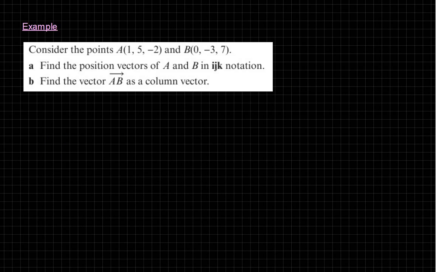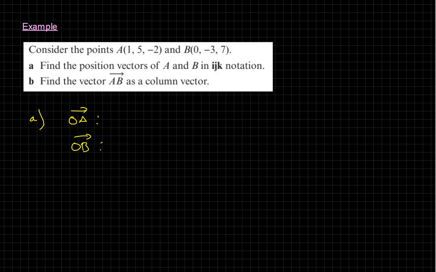So let's look at an example. We've been given 2 points in coordinate form, and we're going to find the position vectors in ijk notation. Okay, so that's really obvious for part A. Remember, the position vector is the vector as taken from the origin to the point A. So we're effectively being asked, what is the vector from O to A? What is the vector from O to B?